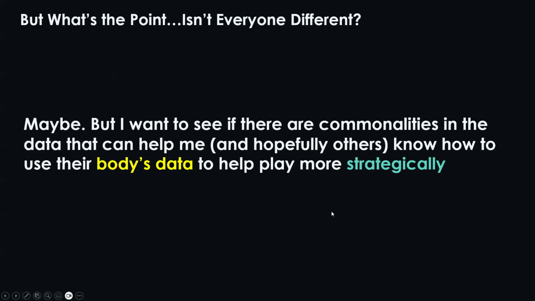Now, you may be asking the question, isn't everyone different? Isn't everyone's outcomes different from when they sleep less? The answer is truly maybe, but I want to see if there's commonalities in the data that can help me, and hopefully others, use their own body's data to play the game of tennis a little bit more strategically.